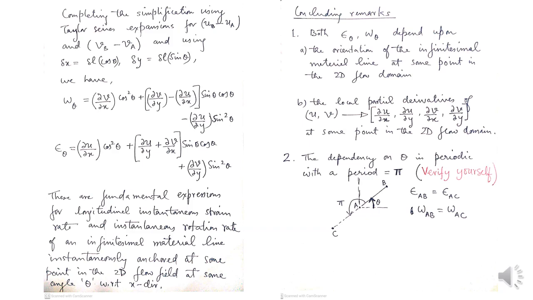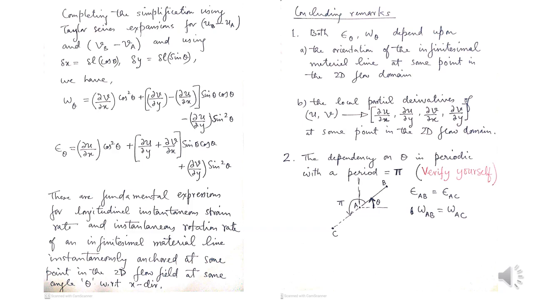The first factor is that it depends on the orientation of the infinitesimal material line at some point in the 2D flow domain. So orientation at some point in the 2D flow domain is necessary to talk of these local rotation rates and strain rates. Similarly, longitudinal strain rates, of course, because we have considered a single line. So as mentioned earlier, no talk of any shear strain rate as yet.